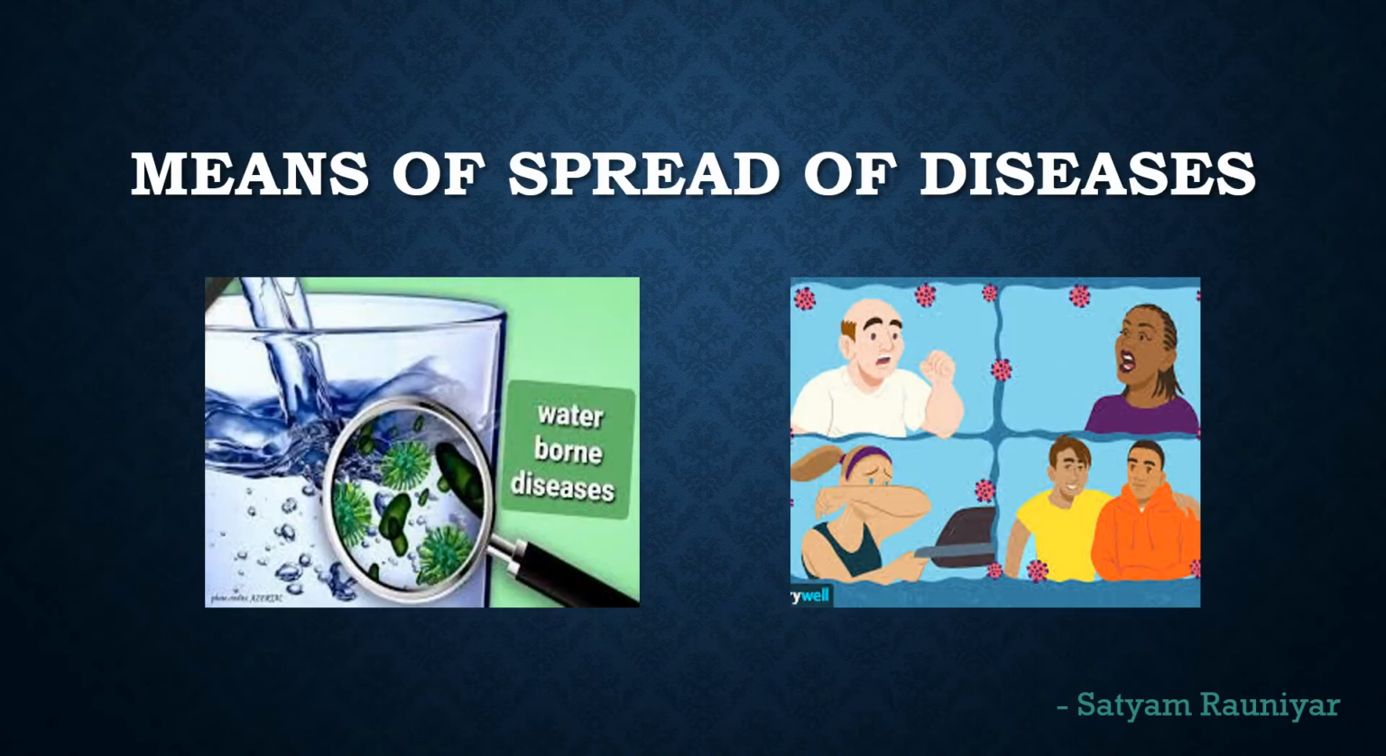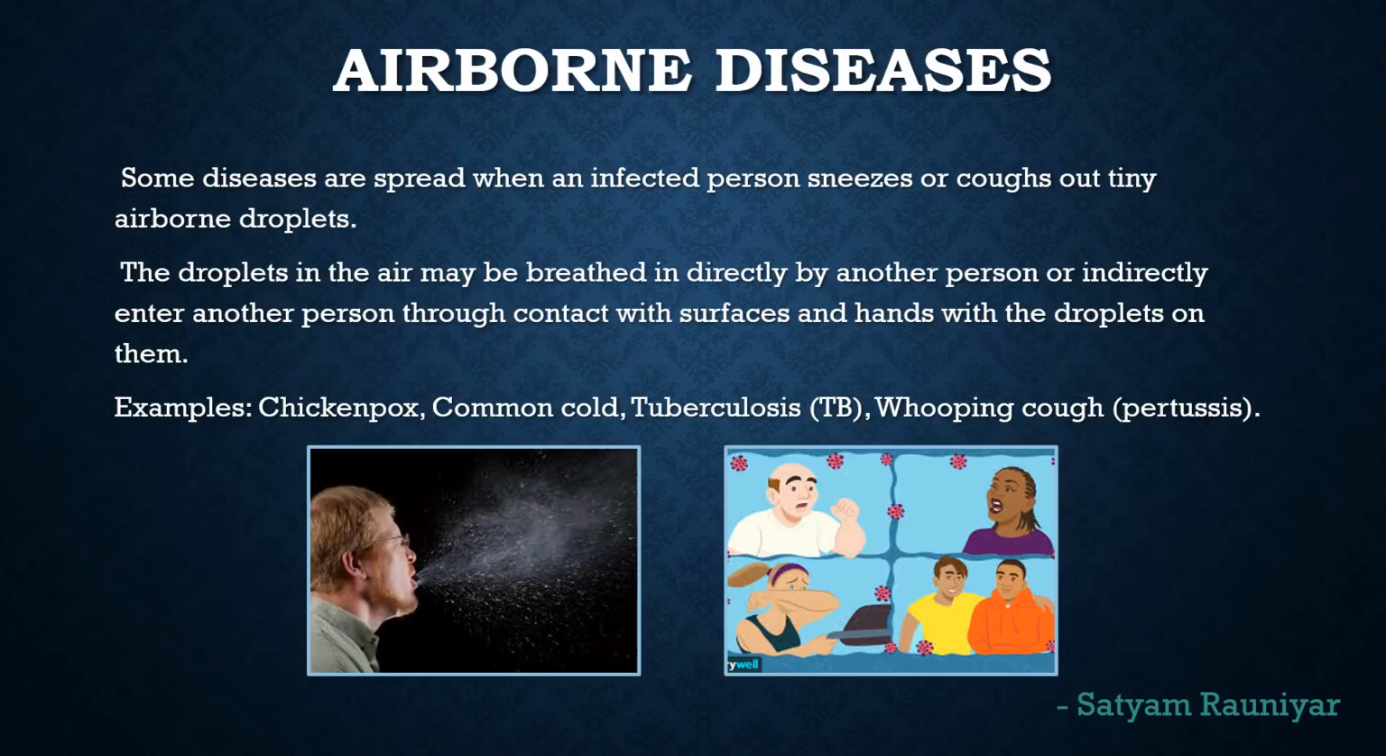Means of spread of diseases. Airborne diseases. Some diseases are spread when an infected person sneezes or coughs out tiny airborne droplets. The droplets in the air may be breathed in directly by another person or indirectly enter another person through contact with surfaces and hands with the droplets on them. Examples: chickenpox, common cold, tuberculosis (TB), whooping cough (pertussis), etc.